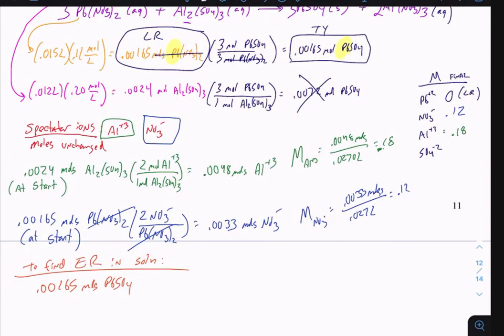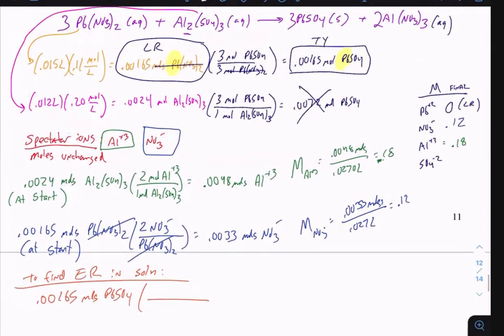Okay, so my focus right now is on the sulfate. It's the sulfate I'm trying to find right now. So I need to use the theoretical yield and solve for how many moles of sulfate were actually used. Let's use the mole ratio from our equation. The sulfate-containing compound was aluminum sulfate. So for every 1 mole of aluminum sulfate, there were 3 moles of lead sulfate produced.